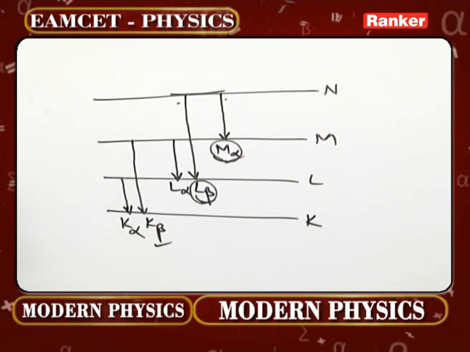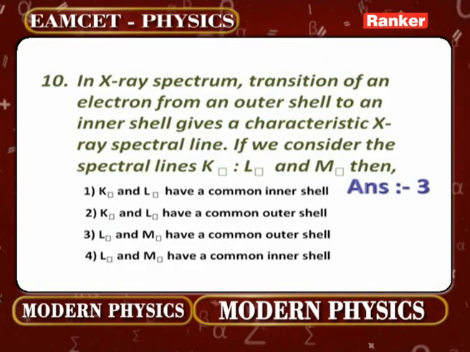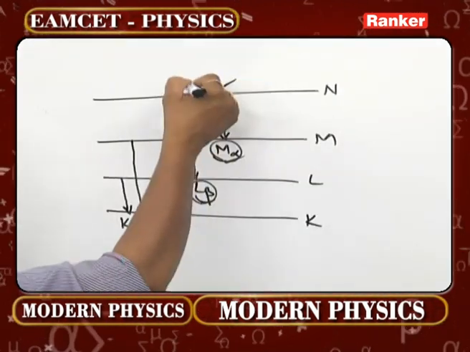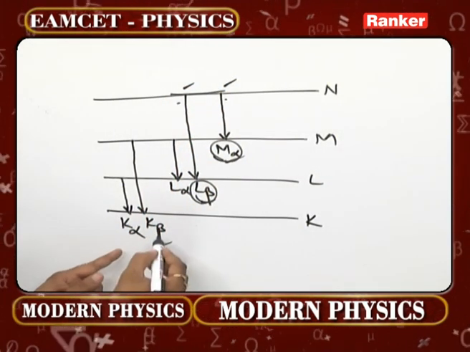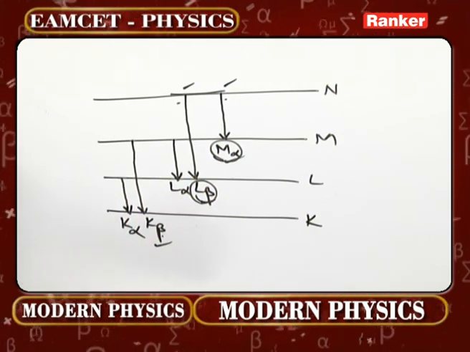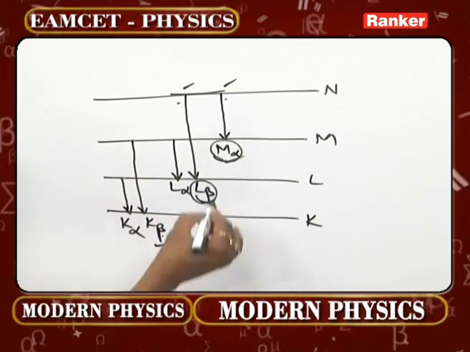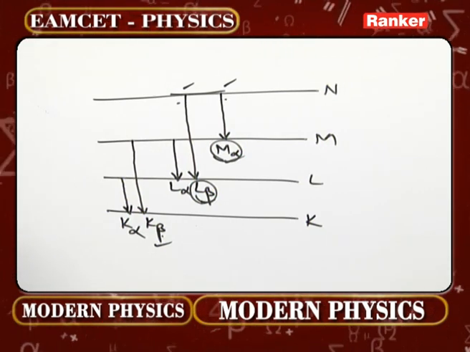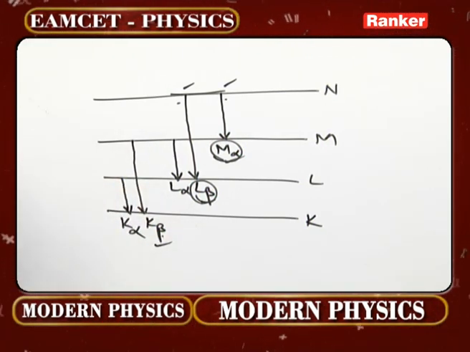That is the answer, 3. L beta and M alpha have a common outer shell. That is the corresponding answer. But remember, K beta is the first line, L beta the second, M alpha the third. These three have been compared. This question has been asked in one of the Eamcet papers.